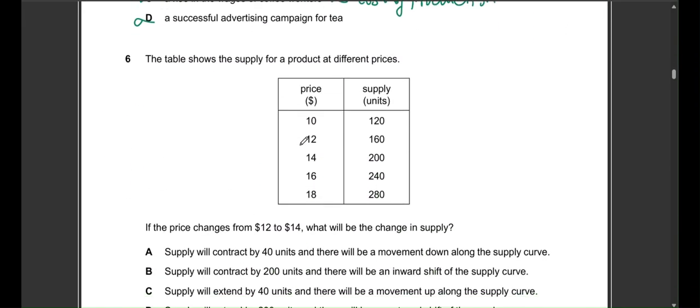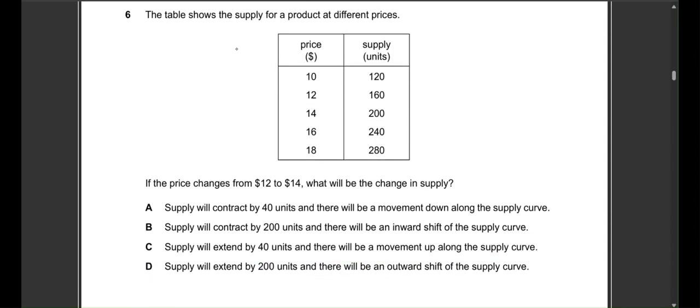All right, moving ahead with the next question, that is, the table shows the supply for a product at different prices. If the price changes from 12 to 14, what would be the change in supply? All right, so let's do this calculation over here. If you can see the question, if the price changes from 12 to 14, what will be the change in supply? Supply will contract by 40, supply will contract by 200.